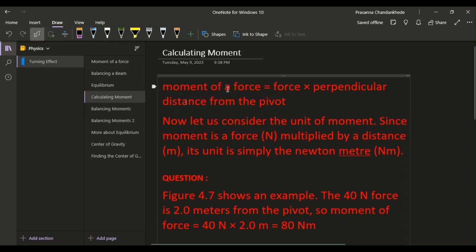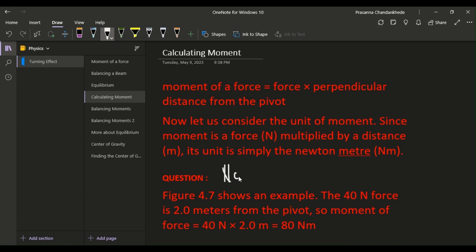Now let us consider the unit of moment. Since moment is a force, which is N, multiplied by distance, which is m, its unit is simply Newton meter, Nm. Sometimes the question might give you the distance in centimeters, so you have to change it to meters. I think you can also write it in Newton centimeters, but I have to check that. Stick to the Newton meter.